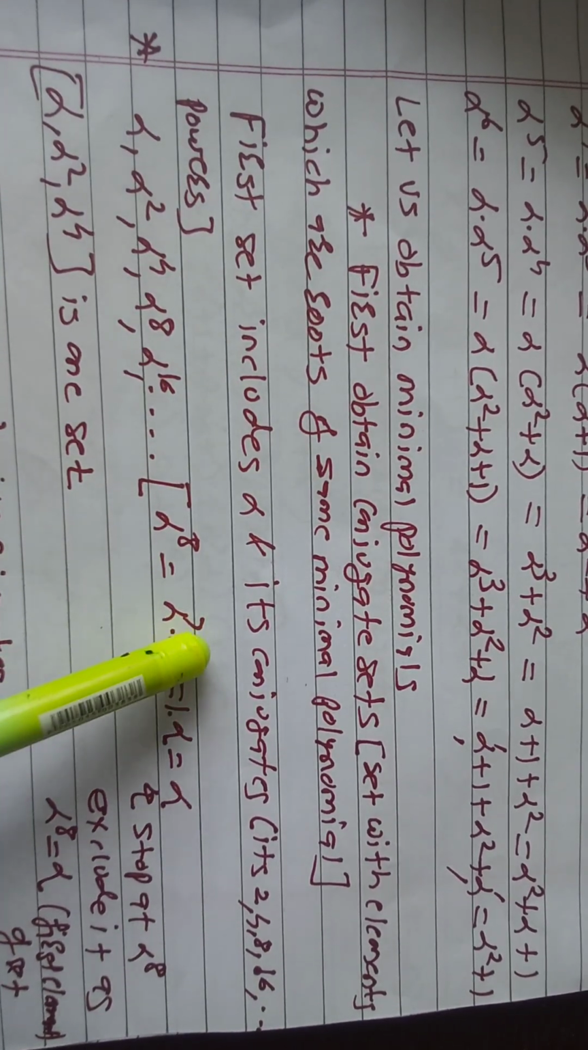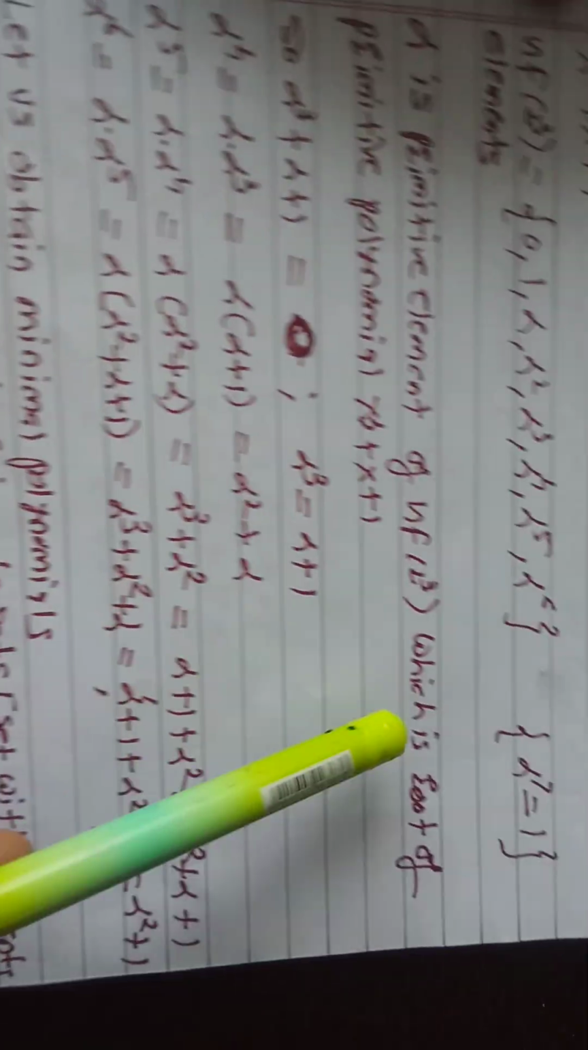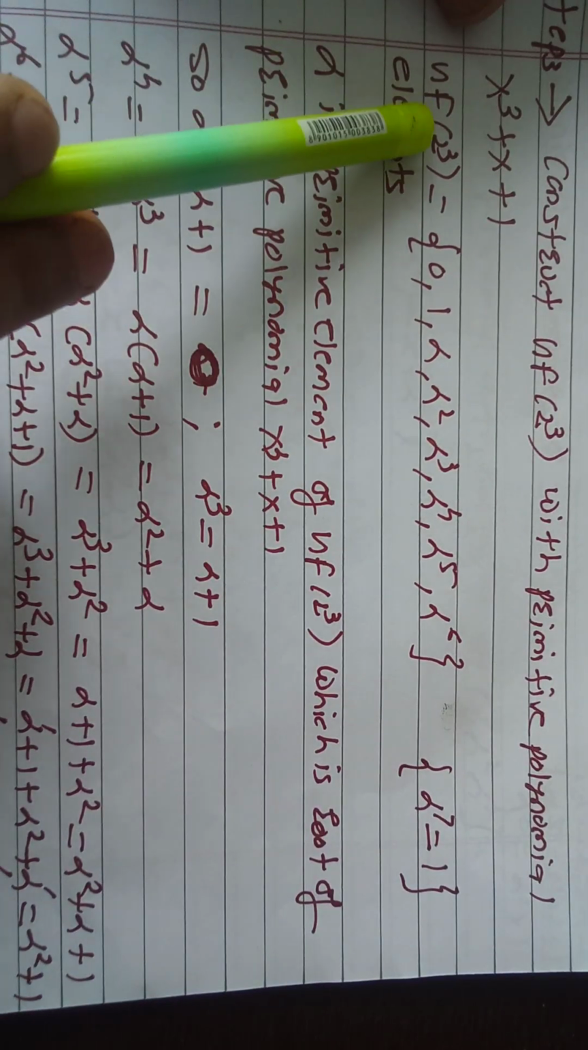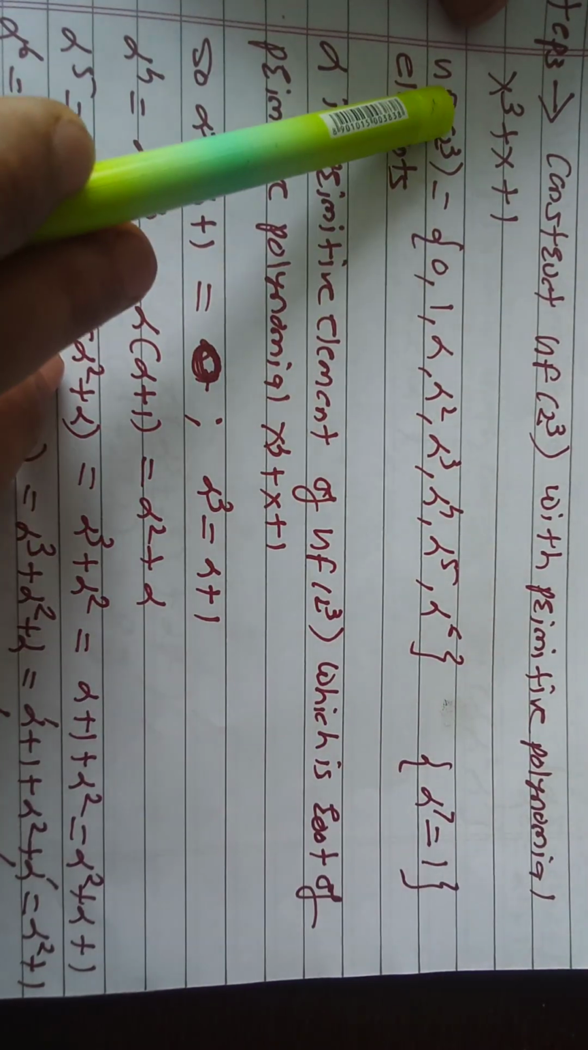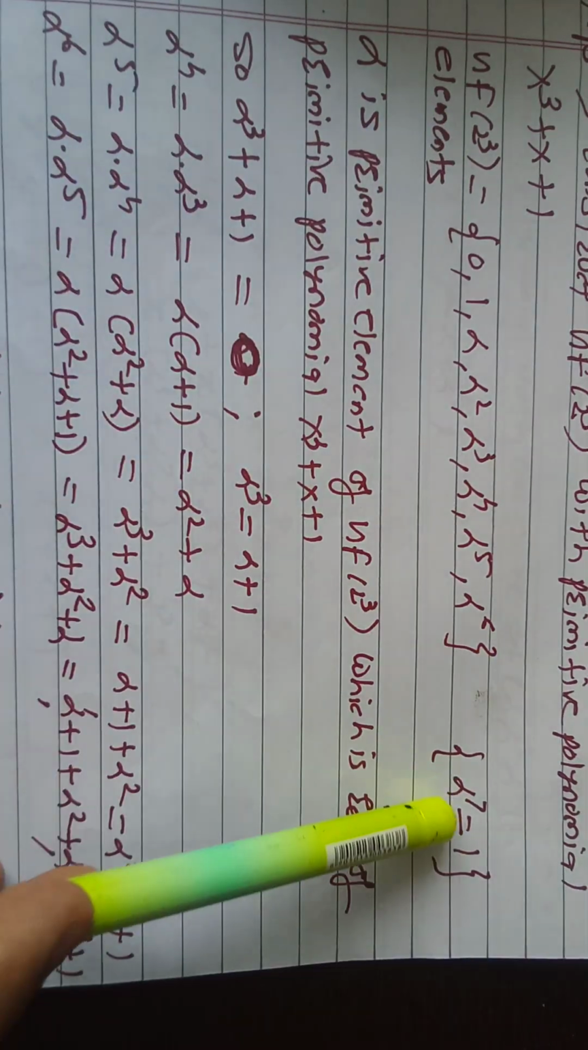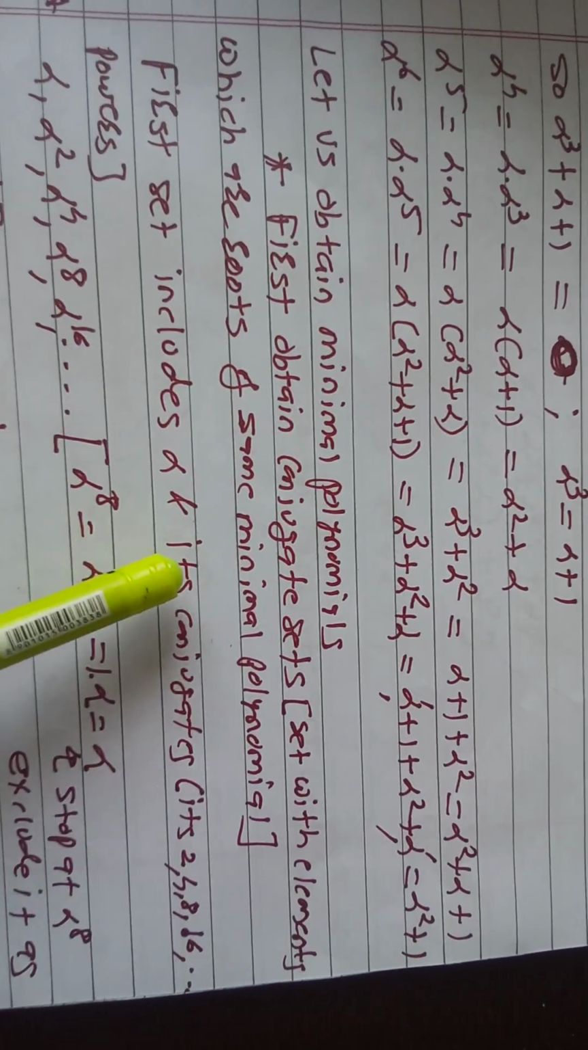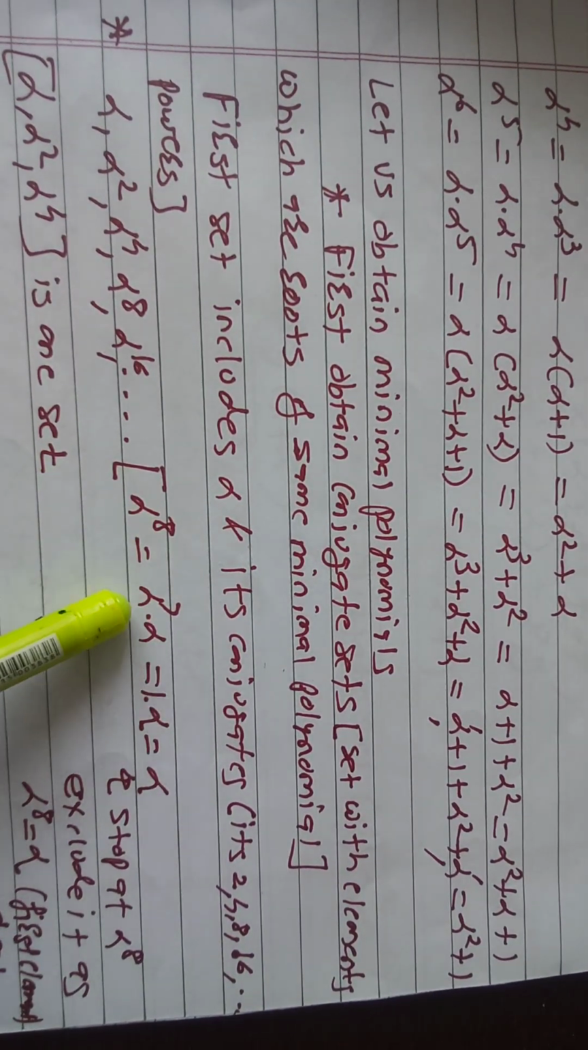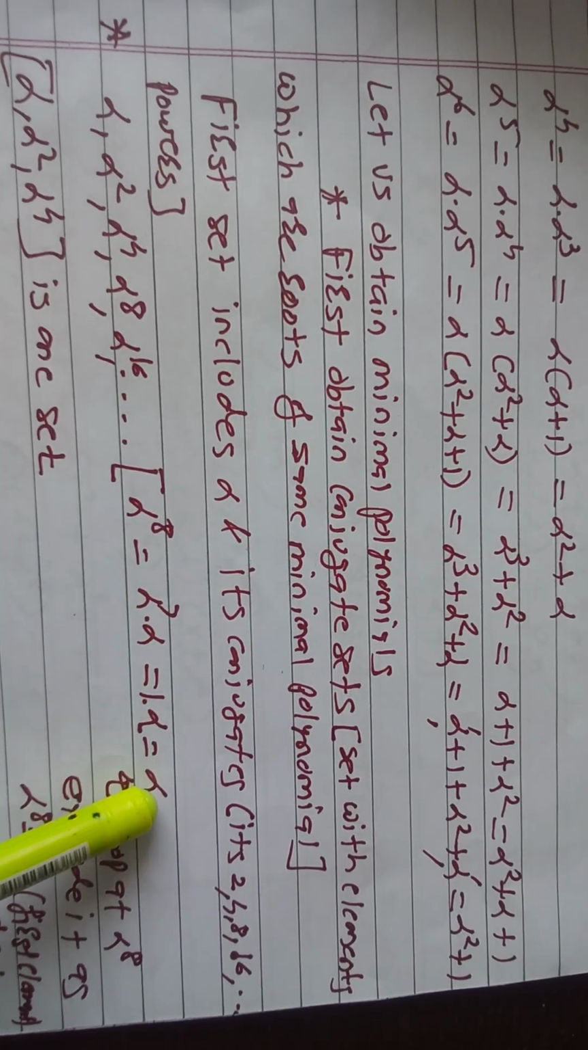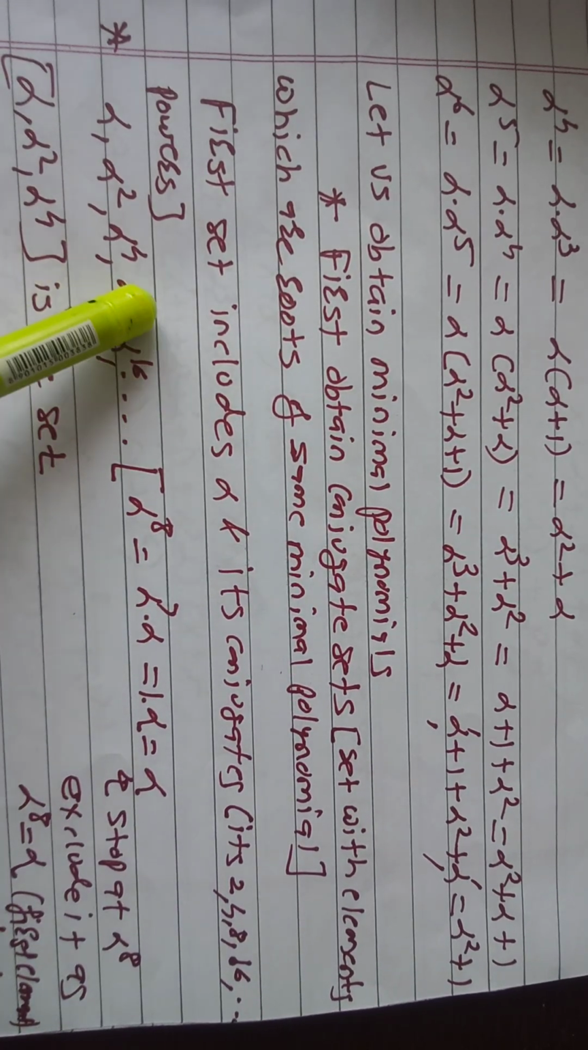Alpha 8 is equal to alpha 7 into alpha. That's why you have to remember this: if it is Galois field 8, alpha 7 is equal to 1. If it is Galois field 16, then alpha 15 is equal to 1. So alpha 8 is alpha 7 into alpha, so 1 into alpha. So alpha 8 is alpha.